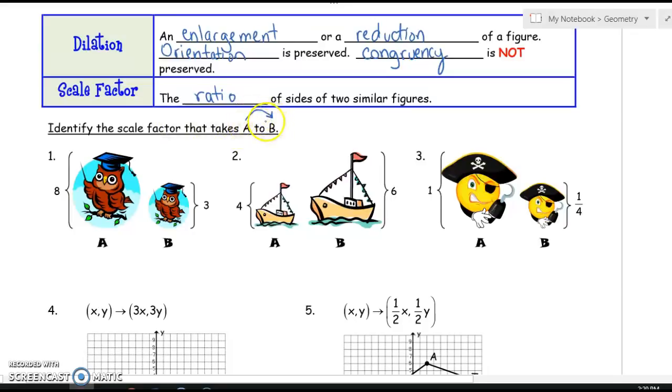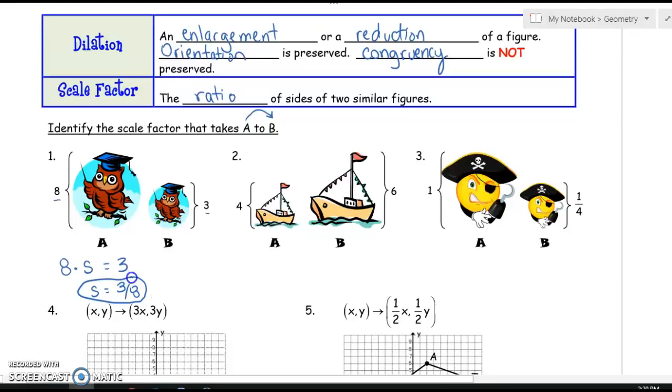Now it says identify the scale factor that takes A to B. The order is going to be important. So we want to know basically what are we multiplying A by in order to get to B. So if we're starting with something that's 8 units and now we're ending up with something that's 3 units, we need to figure out what that scale factor is. So here's what we're going to do. Obviously A is 8. 8 times S, that's our scale factor. We want to know what we're multiplying 8 by to get 3. And then all you do is divide by 8. Your scale factor is going to be 3/8.